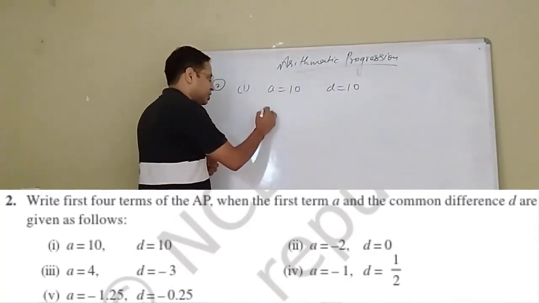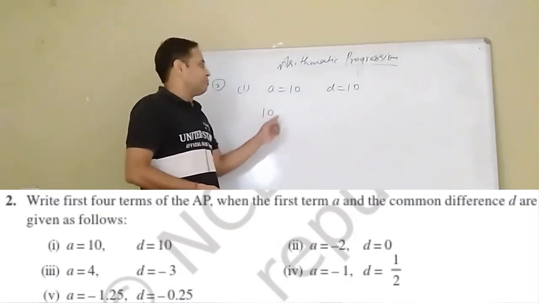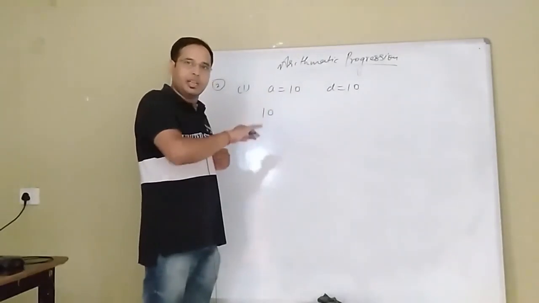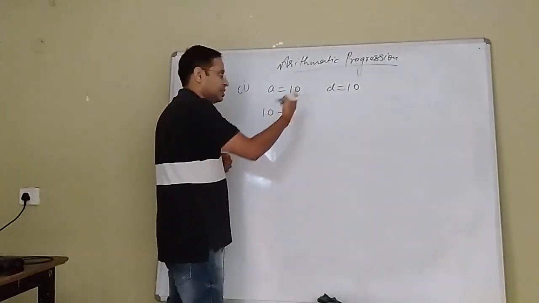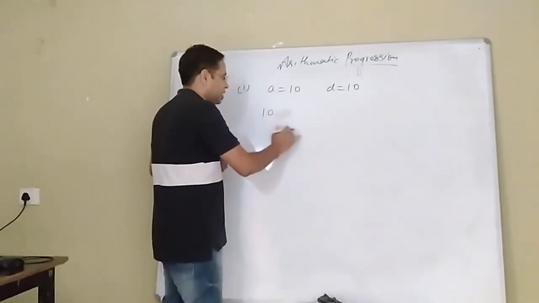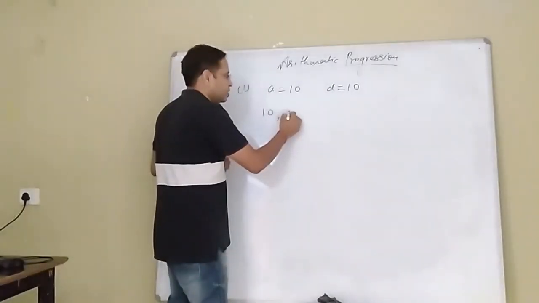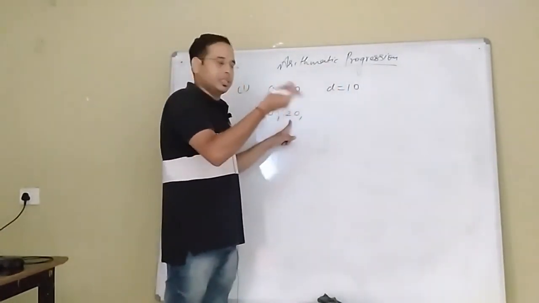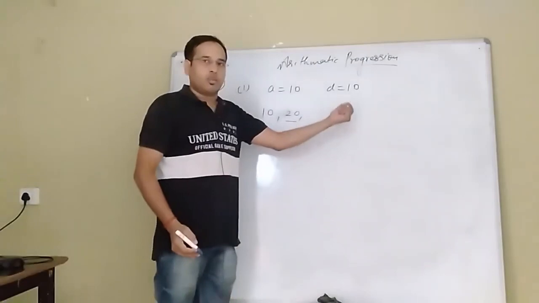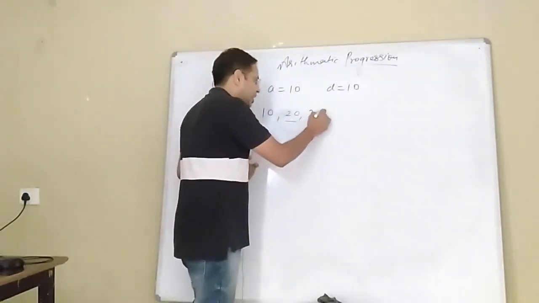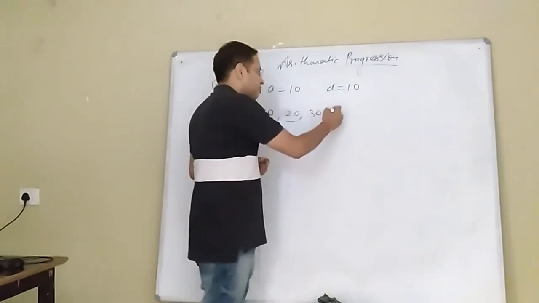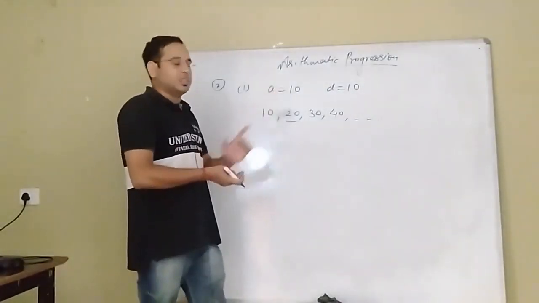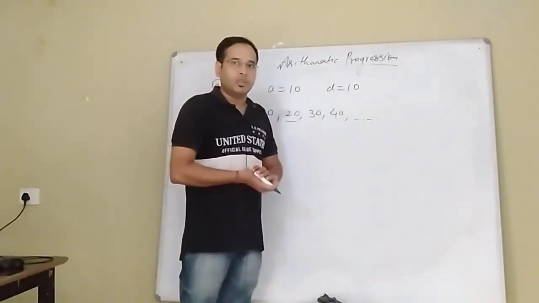Okay, so we will write the first term. If I add the common difference to the first term, I will get the second term. So how much is the common difference? 10. So add 10 to this: 10 plus 10 is 20. If I add the common difference to the second term, I'll get the third term. So the second term is 20. If I add the common difference, 20 plus 10, you will get 30. 30 plus 10 is 40. Therefore, we have got the 4 terms of this arithmetic progression whose first term was 10 and the common difference was also 10.